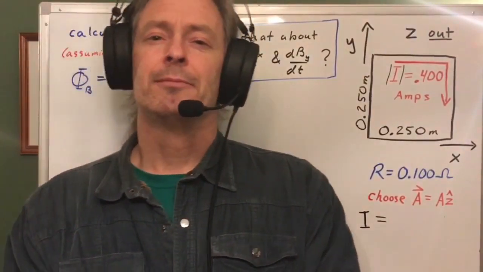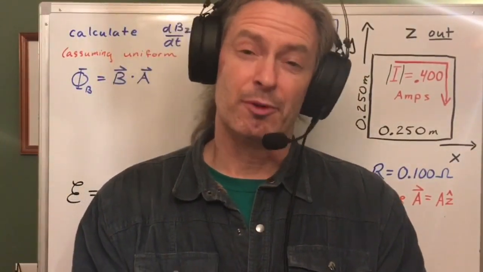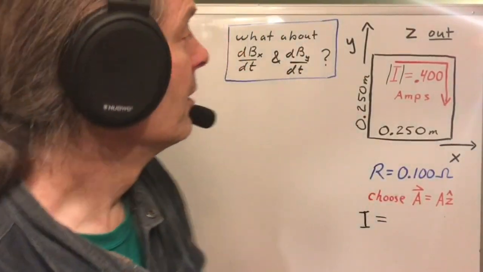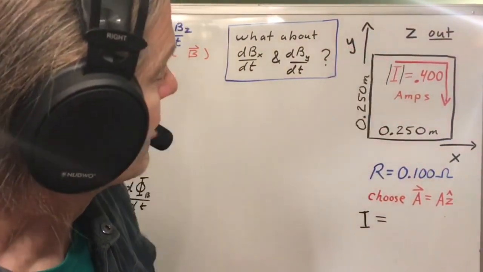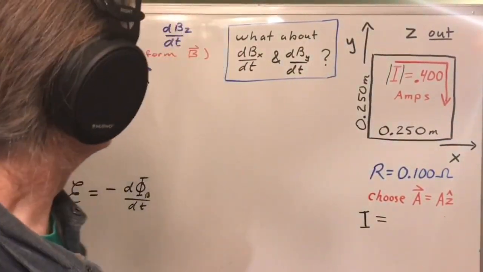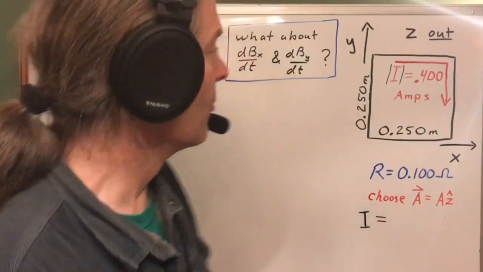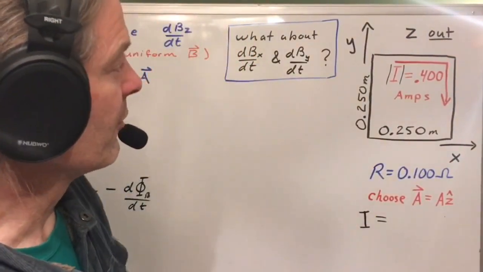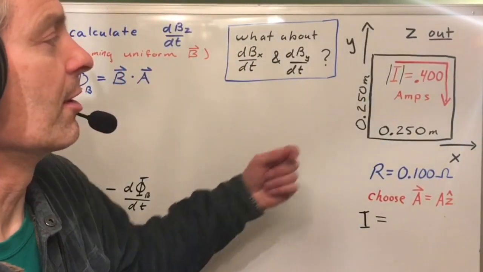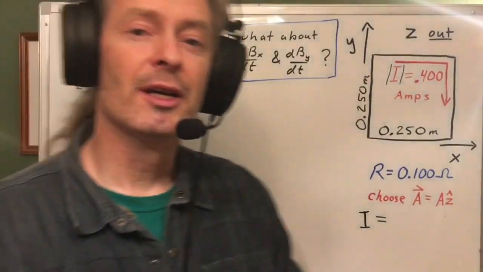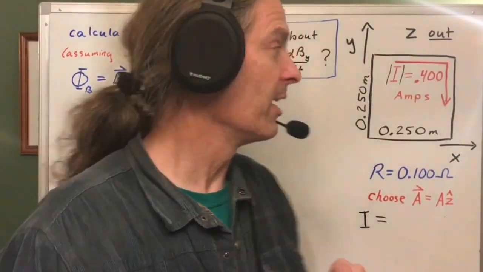Hi everybody. In this video I want to do an example problem involving Faraday's law in which we have a loop in a changing magnetic field. In some problems we've used the changing magnetic field to try and determine the current that's induced in the loop. In this problem we're going to change things around.